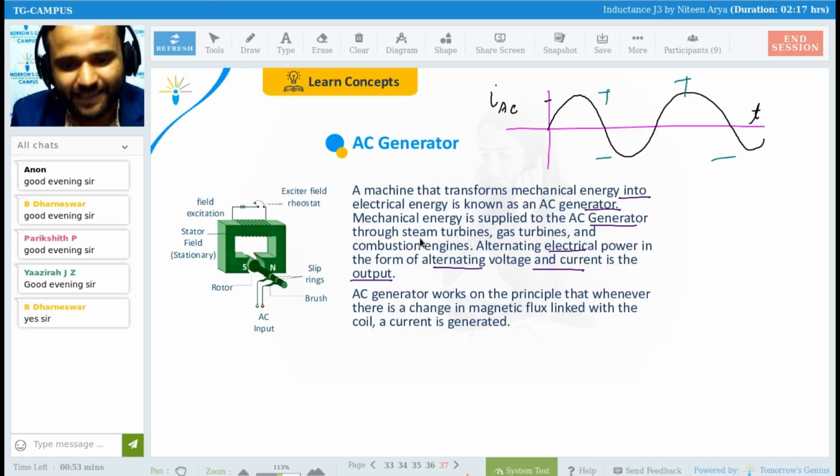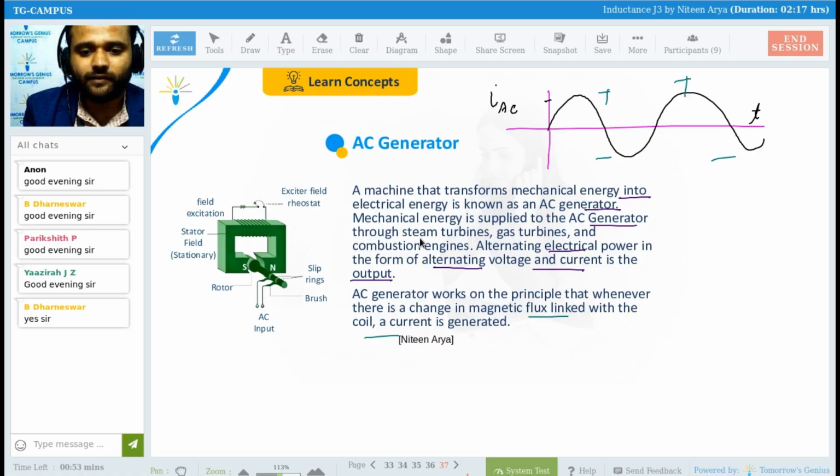The process is simple. The AC generator works on the principle that whenever there is a change in magnetic flux linked with the coil, a current is generated. And that is what? EMI. Is this clear, everyone?